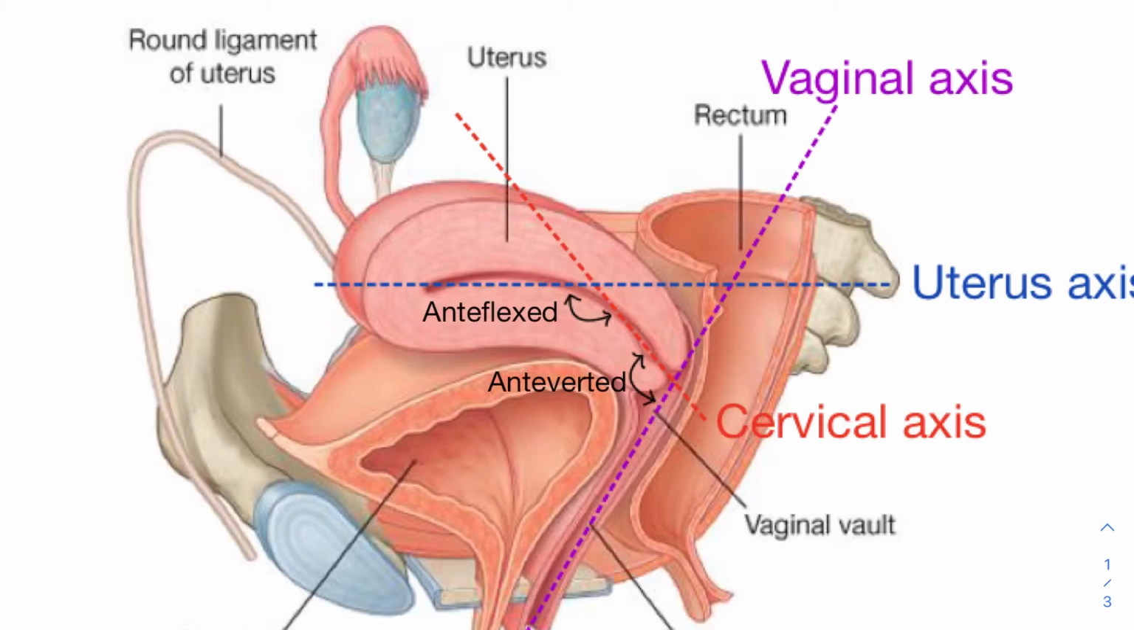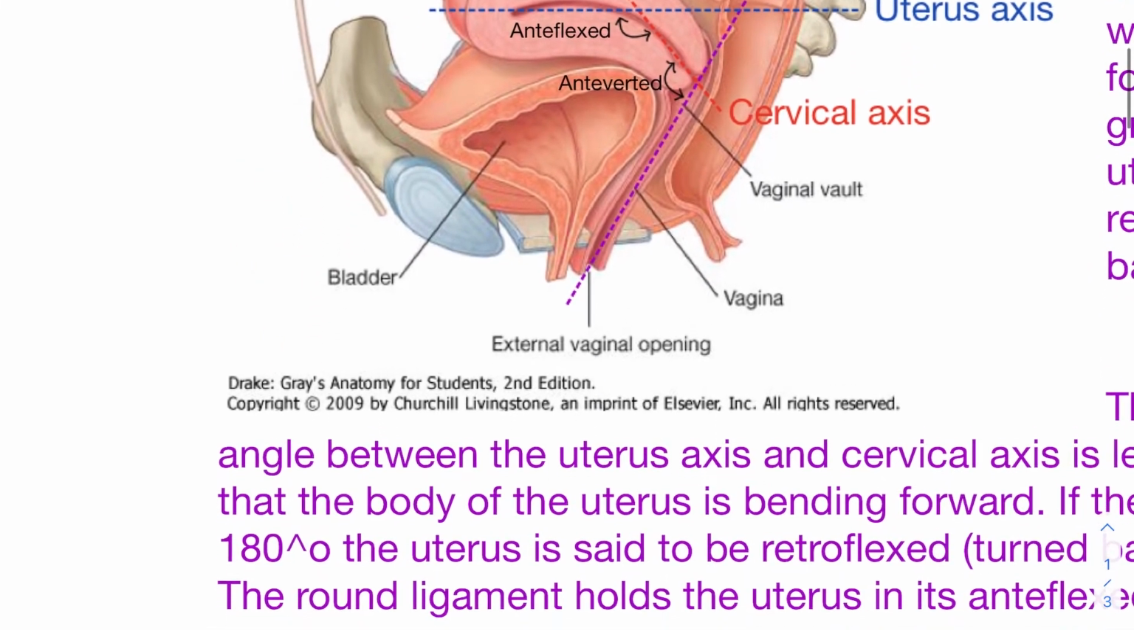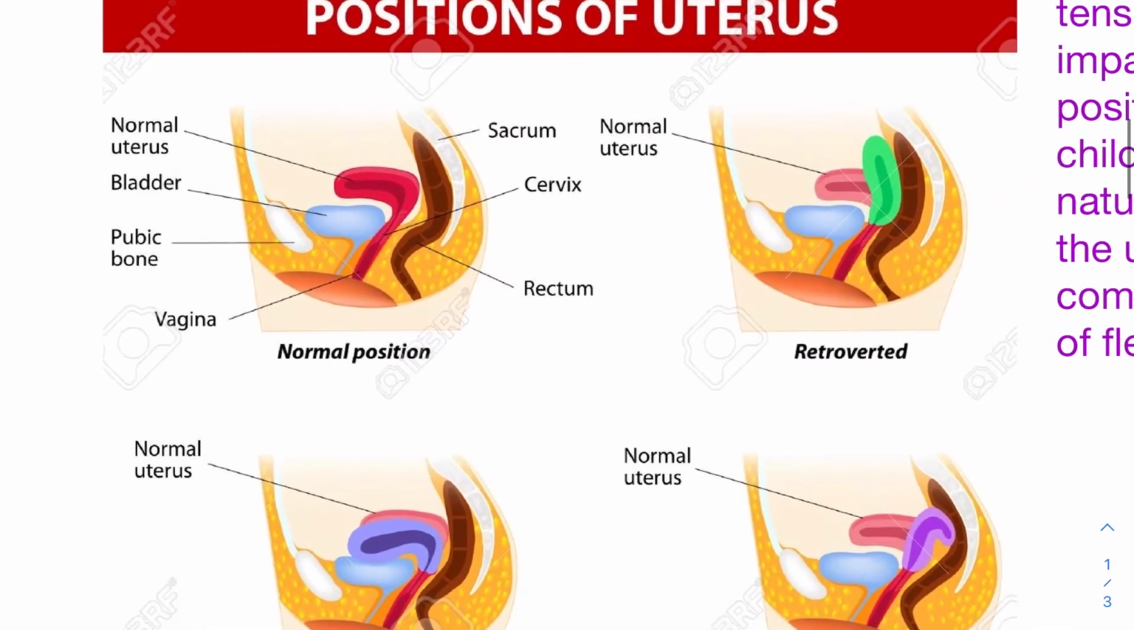turned backwards. The round ligament, which is this ligament here, holds the uterus in the anteflexed and anteverted position. Therefore, the length and tension of this ligament impacts the uterus's position, and this can vary in childbirth, with age, or just natural variation. Hence, there could be any combination of angles of flexion and version.